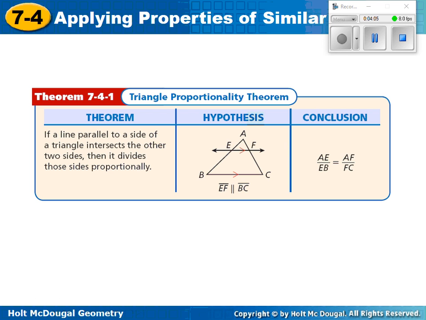The first one is called the triangle proportionality theorem. Again, you're not going to have to write a proof, so it's not about memorizing the name of this theorem. It is just understanding what does it say.